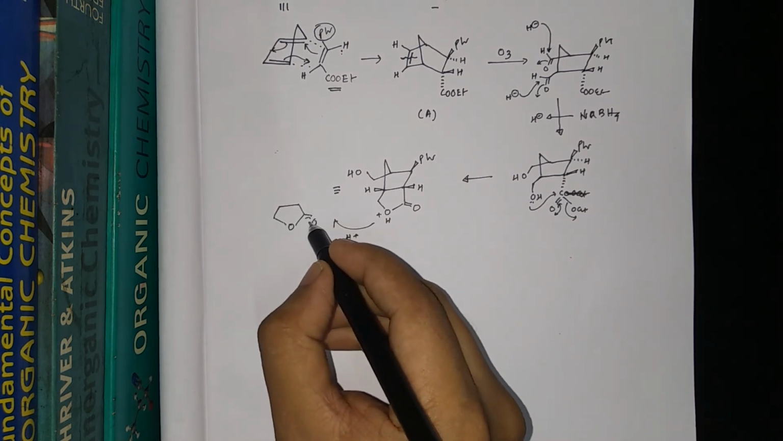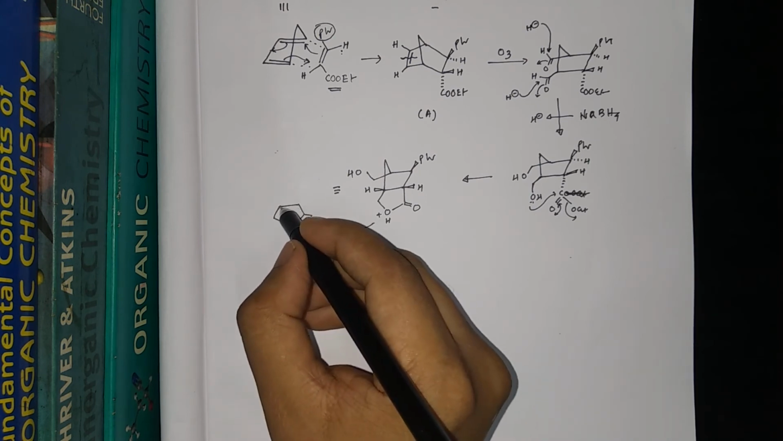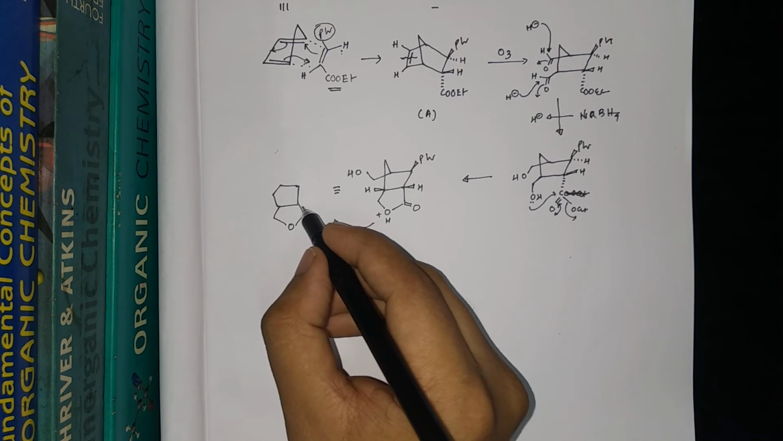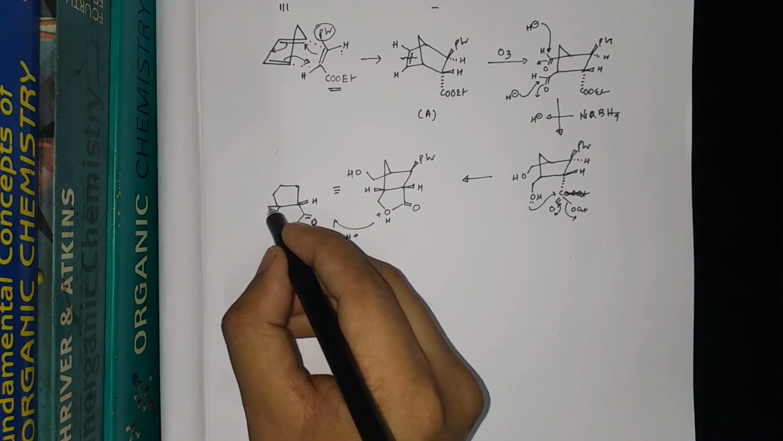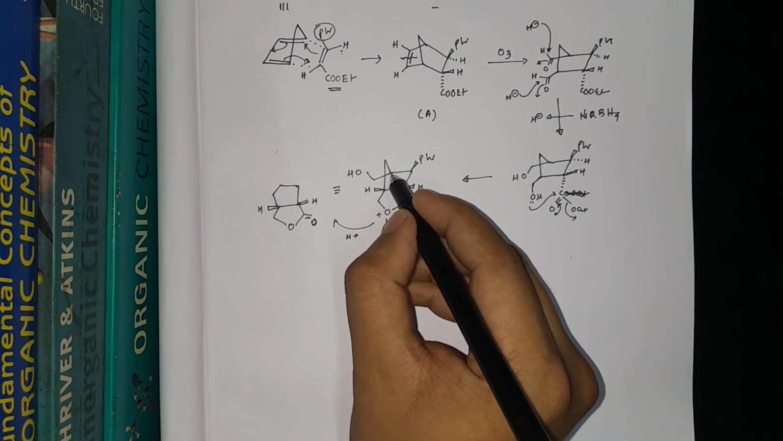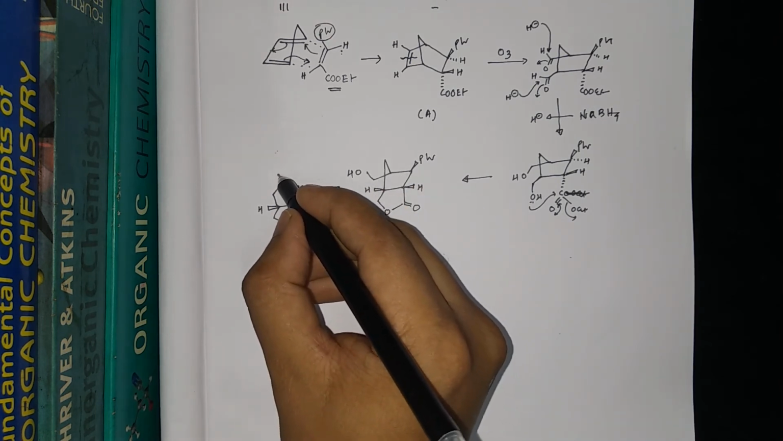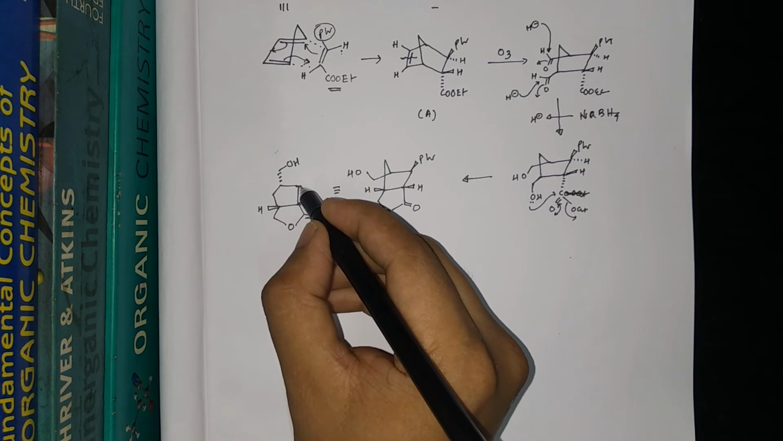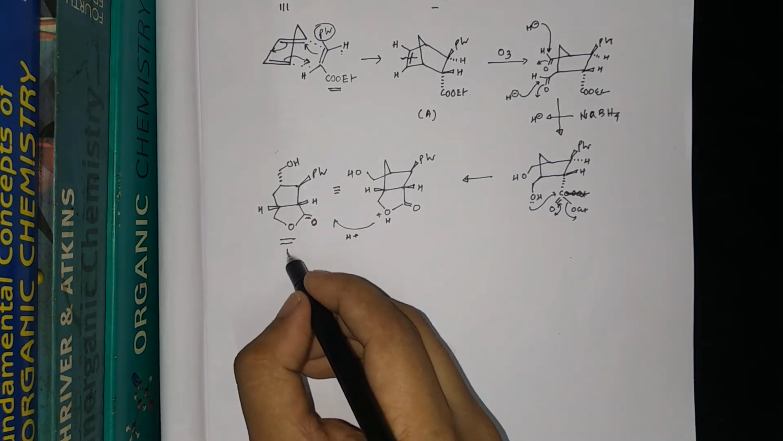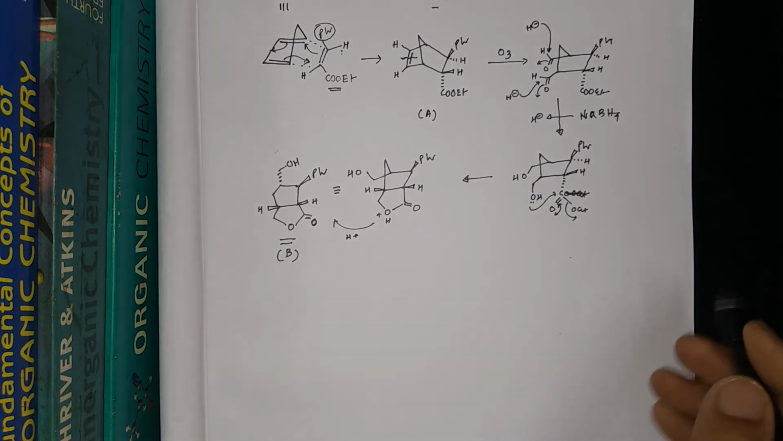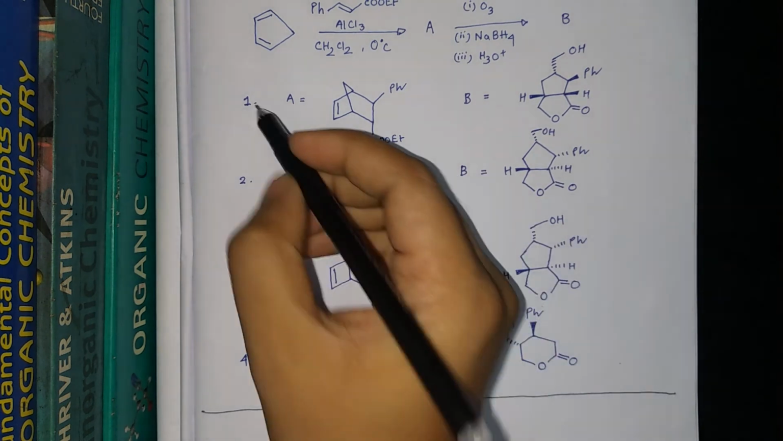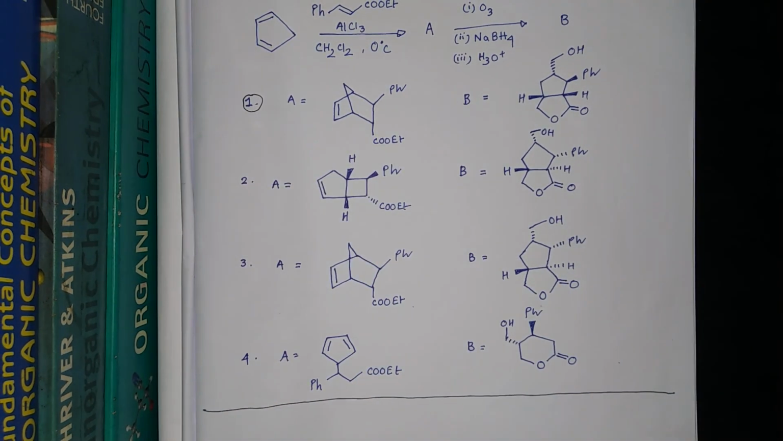So double bond O, and here also a 5-membered ring. In the 5-membered ring, this is the upside H, and since this is the above side, this will be the below side, so this will be a below OH, and here phenyl. So this is the final product, this is product B. Guys, hope you understand what the option is. So option number A is the correct answer.